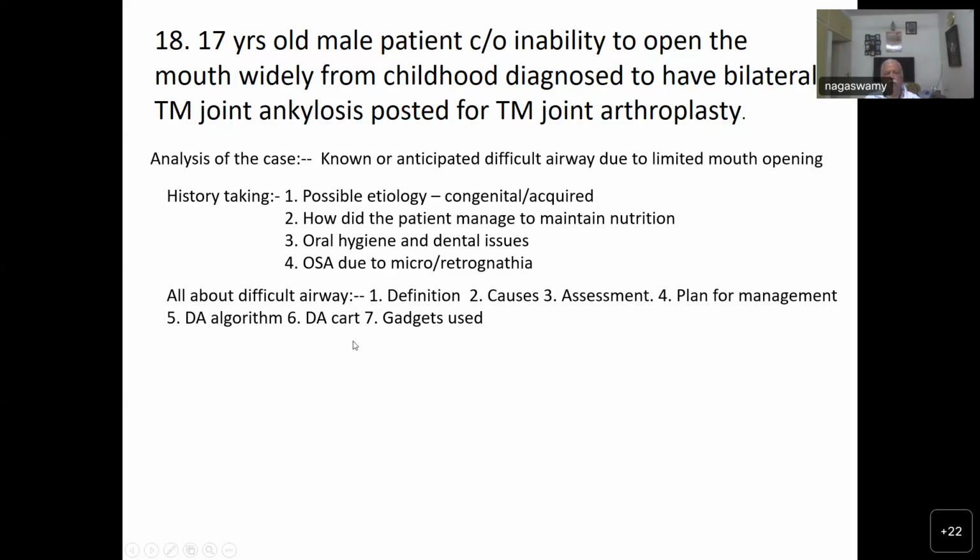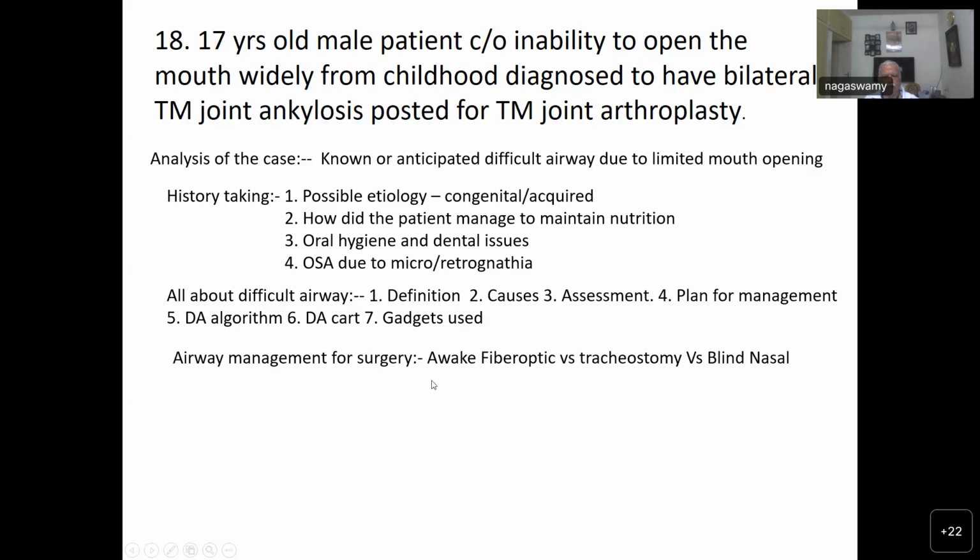And they may ask you about the difficult airway cart. What are all the gadgets that you should have in the difficult airway cart? And you must know something about how the gadgets are used, like the fiber optic or the transillumination wand. Other gadgets which are used in this particular condition, they may be asking you about that. Then the discussion of how to secure the airway.